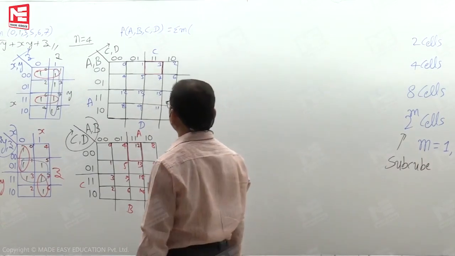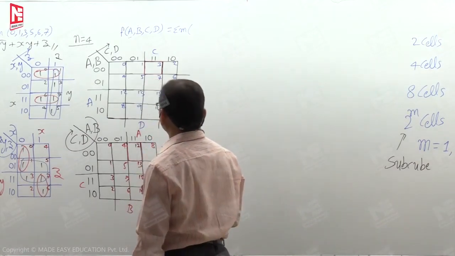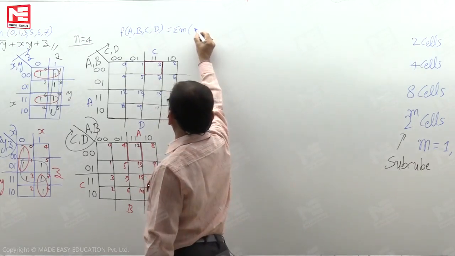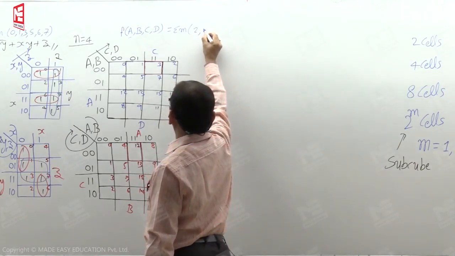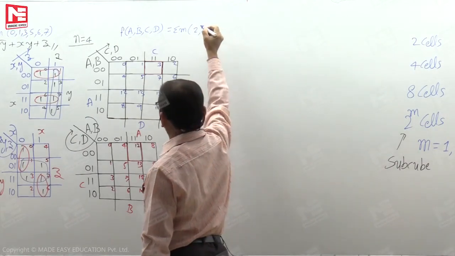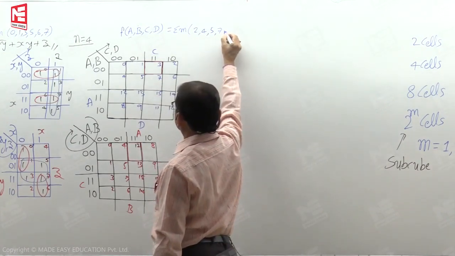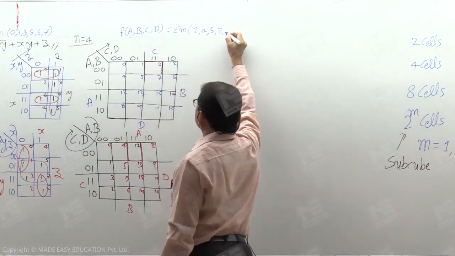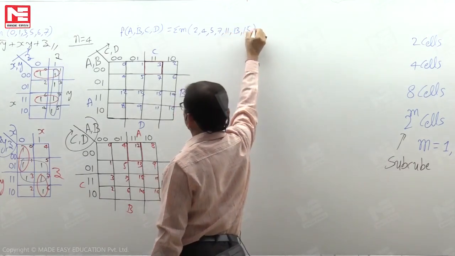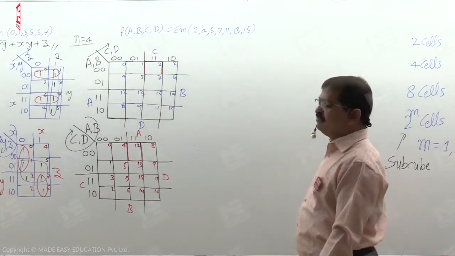Where f of ABCD is 2, 4, 5, 7, 11, 13, 15.